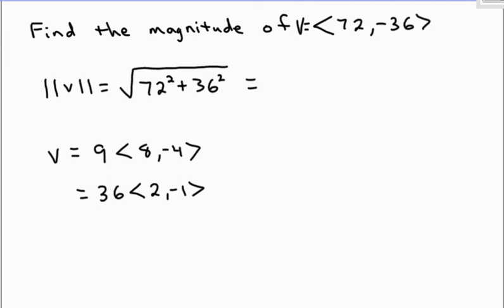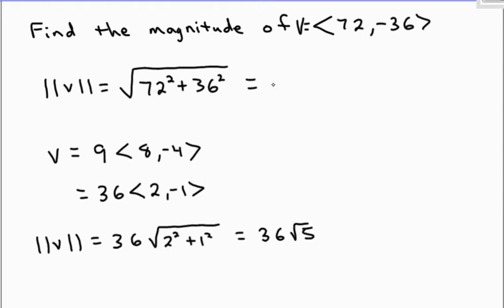So if I want to find the magnitude of v, then I could take the scalar. If it was negative, I'd make it positive because we take the absolute value of it. And then multiply that by the magnitude of this vector, which would be 2 squared plus 1 squared. So that's going to be 4 plus 1. That's going to be 36 square root of 5. So there is the magnitude of vector v. Would have been a lot of work without a calculator, right? Pretty easy if we pull out the scalar.